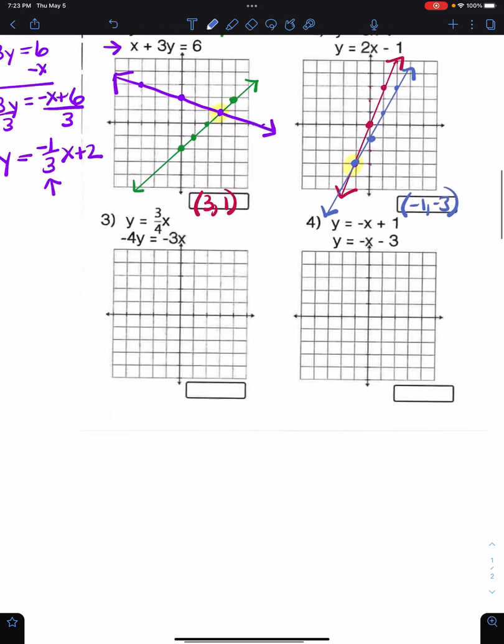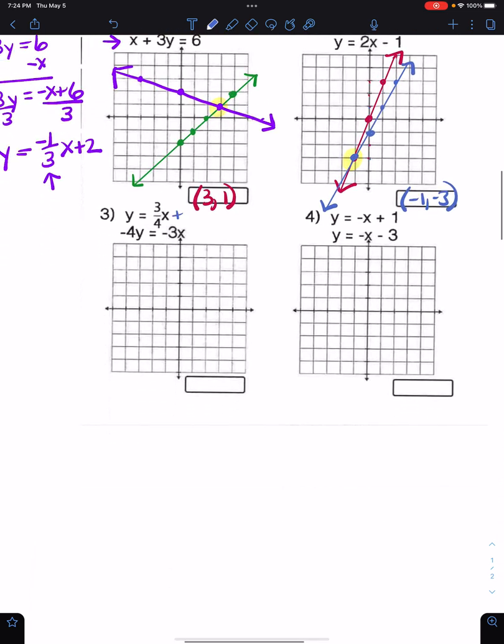All right, let's try these last two. This first equation is like having a +0 on the end, so the y-intercept is 0. The slope is 3/4, so I'm going to go up 3 over 4. Oops, down 3 over 4, and we've got this. Well, that's not as bad as I thought it was going to be. Let me try one more time. There we go. That'll be better.